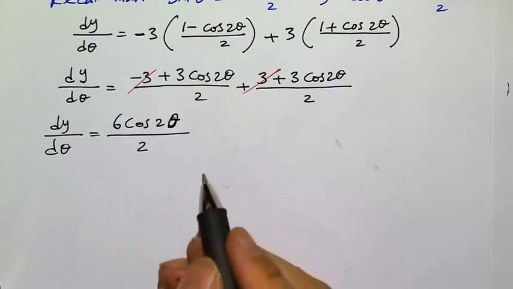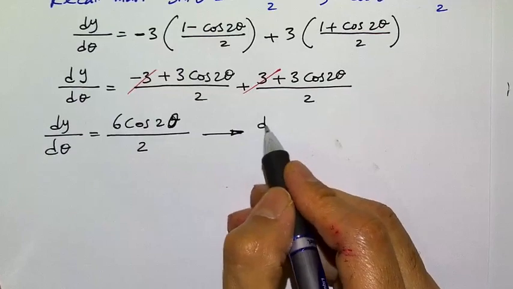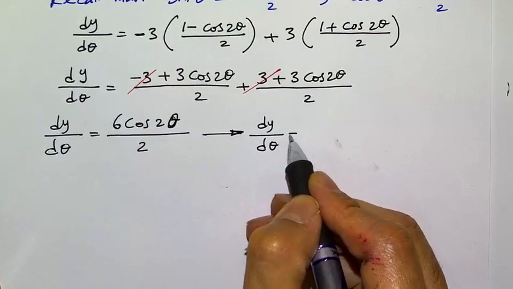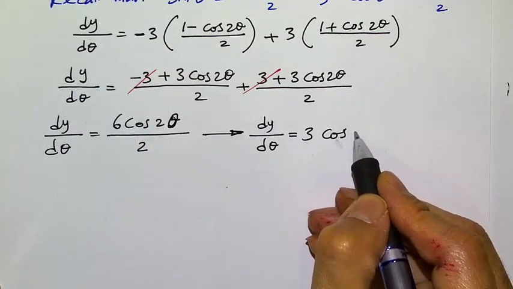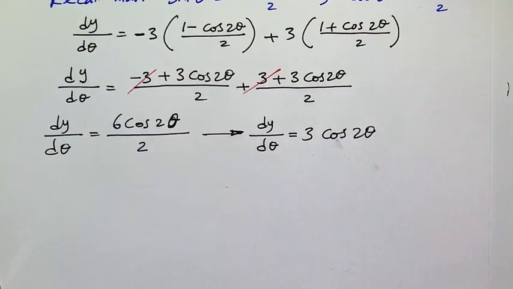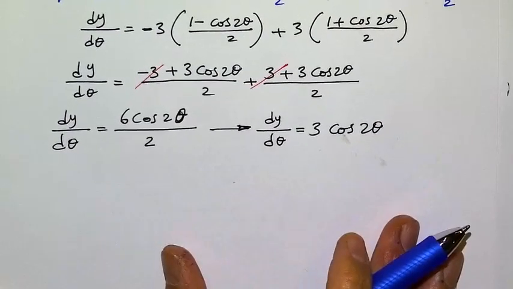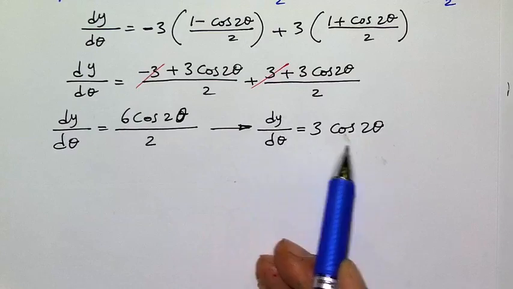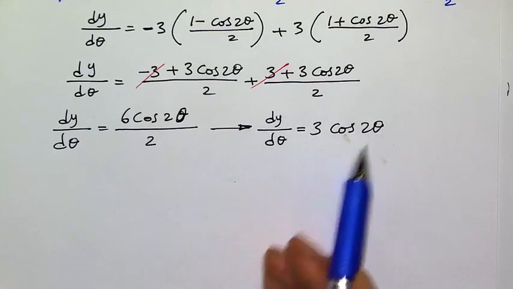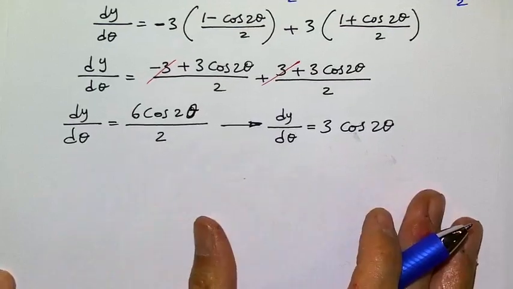Over 2, which is of course 3 cosine of 2 theta. Okay. So horizontal tangents, therefore, if that's dy d theta, the horizontal tangents are where this expression is equal to 0, right? So let's make a note of that.